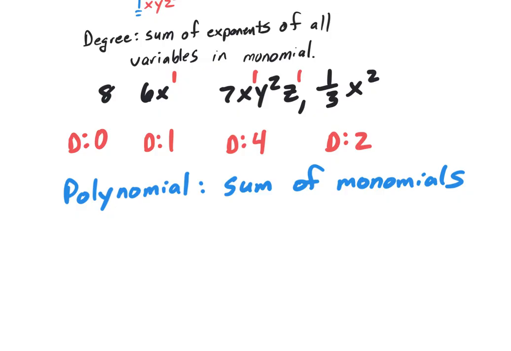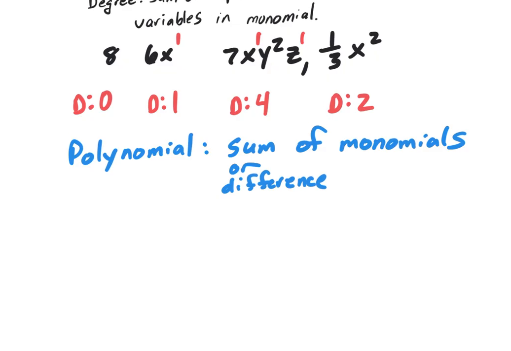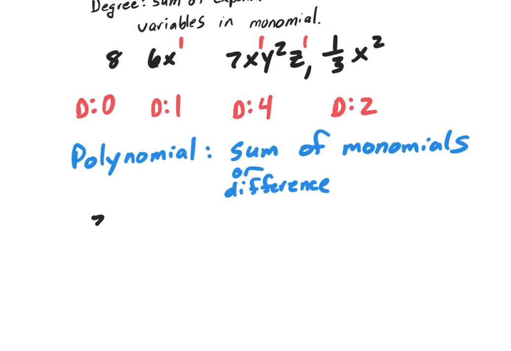And I'm not saying difference because it could be subtraction, but if I say plus a negative, then we might see a minus sign. So if you want to add the word difference, you could do that. Sum or difference of monomials. And all that means is we're going to take two different things and add them together.